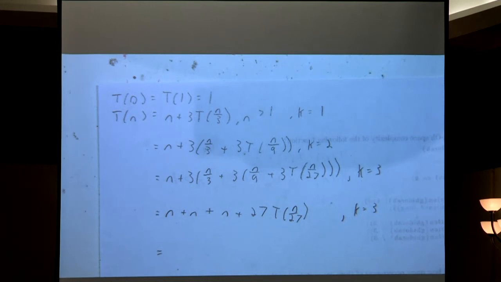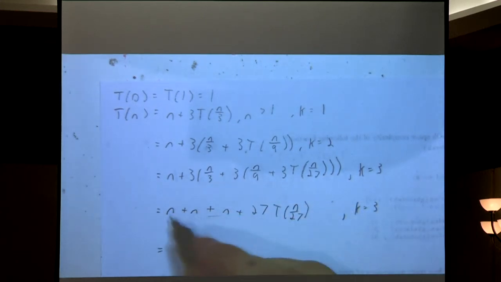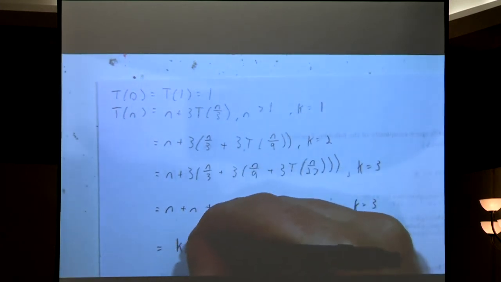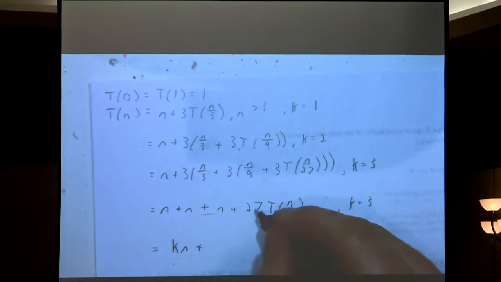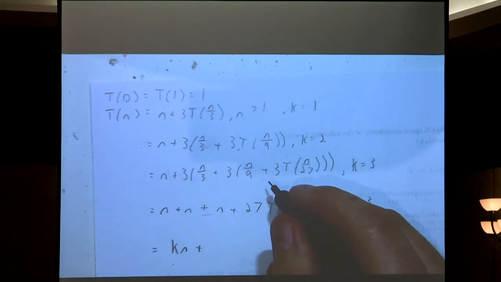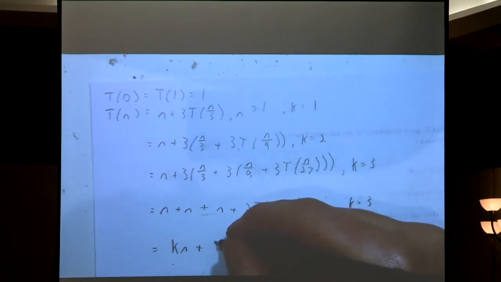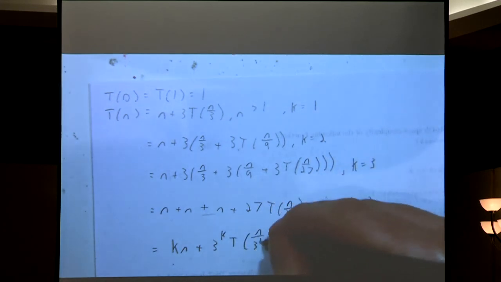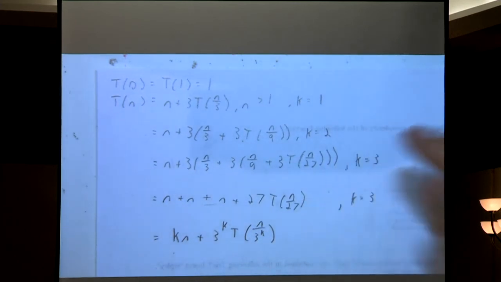Not quite. Do you have something? Okay, I think you have it, yeah. So if k right now is 3, this is k n's right here, right? If we were to go one level deeper, we would have had 4 n's. So this is kn plus 27. That's 3 to the 3, right? If k is 3, then this is 3 to the k, T of n over 3 to the k. So that's that in terms of k.